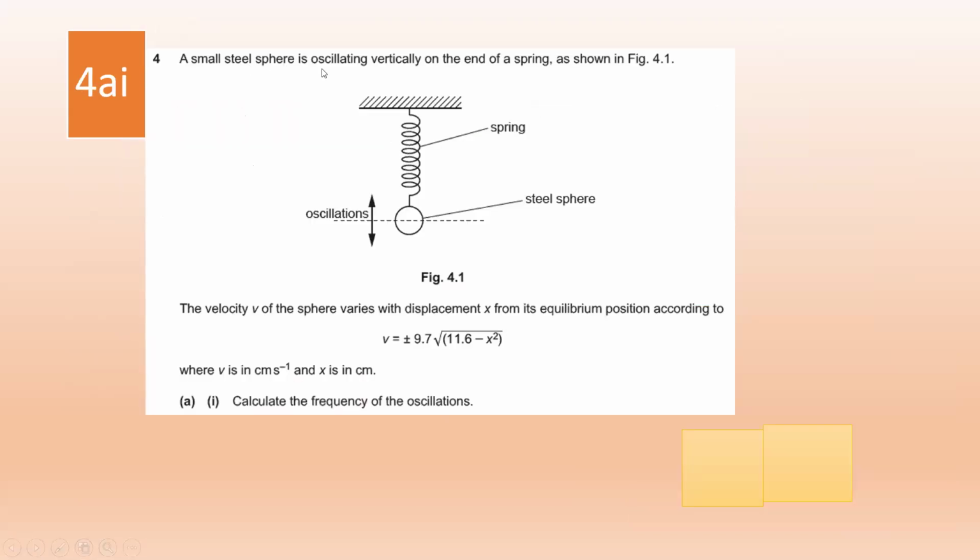A small steel sphere is oscillating vertically at the end of a spring as shown in figure 4.1. The speed v of the sphere varies with displacement x from the equilibrium position according to the equation. v is in cm per second, x is in cm. Calculate the frequency of the oscillation.